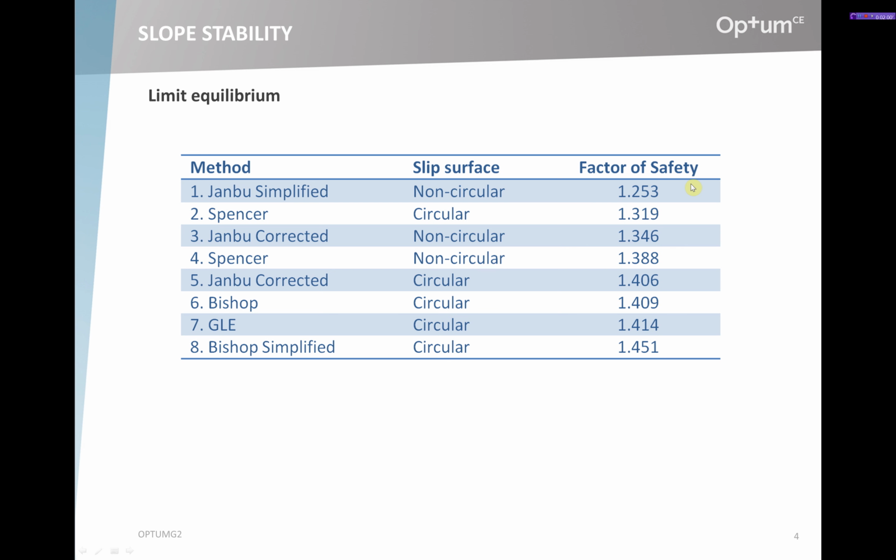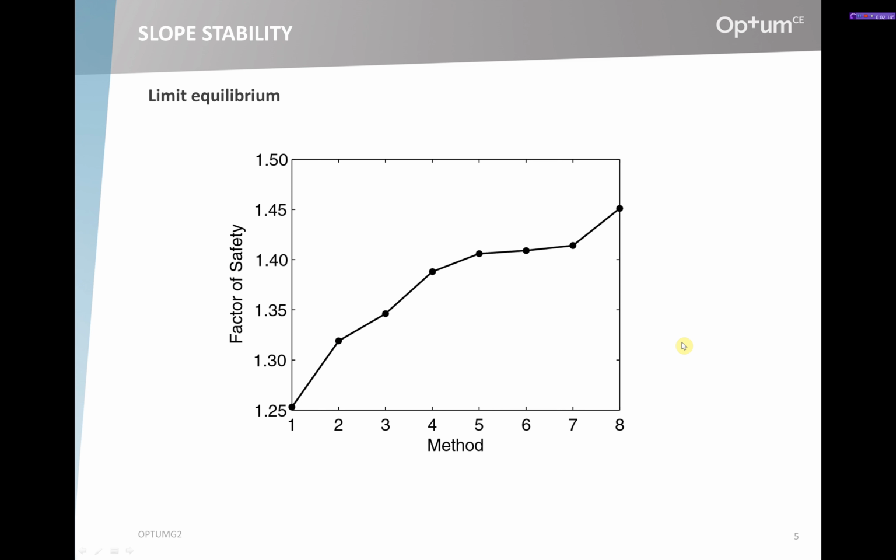For this quite simple slope of a homogeneous material, we have a range in the factor of safety from about 1.25 up to about 1.45. If you look at it graphically, it looks something like this. So the question, of course, is which, if any, of these solutions is the correct one, because there can only be one correct solution to this problem.